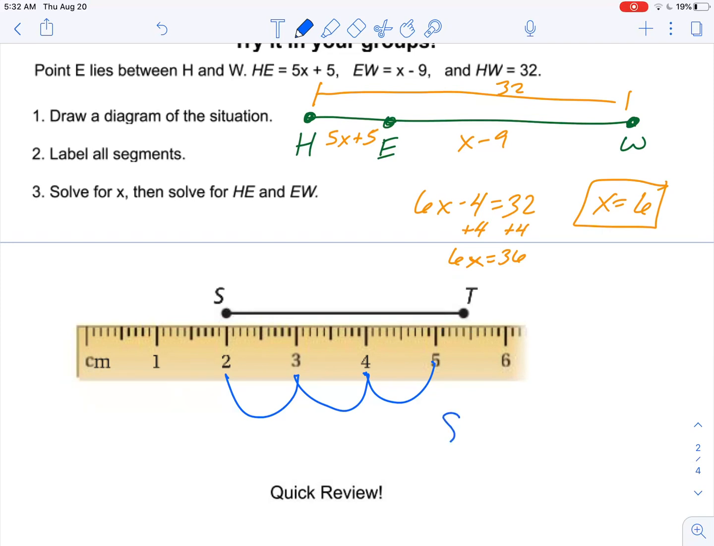So ST would be 3, and then let's count. 1, 2, 3, 4. So ST is 3.4 centimeters. And that's all you need to know for 1.2, just a segment addition postulate.